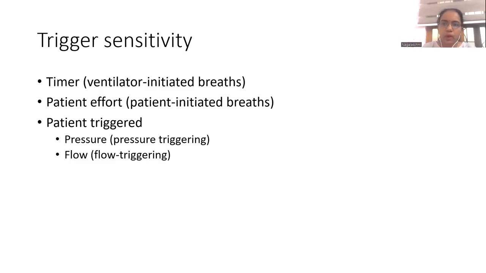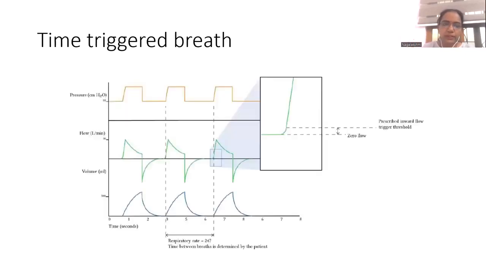So what triggers a breath is what is called trigger sensitivity. It's either time triggered or patient triggered. Time triggered is the one where the machine initiates a breath at a particular interval. So if we keep a respiratory rate of 15, which spans over 60 seconds, that is 1 minute, then the machine triggers a breath every 4th second. This is time triggered breathing, which we set up in the control modes.